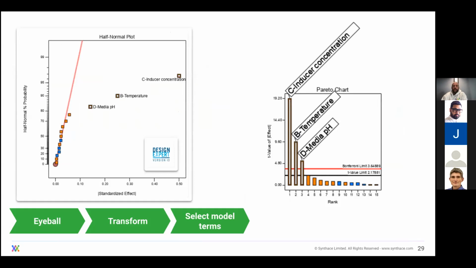The next step for the analysis is identifying the important factors that have an impact on the measured response, also known as selecting the terms for the model. We use a combination of the half normal plot and Pareto chart to make a decision of which terms we will add to the model, basically choosing things that are above these lines or away from this line.